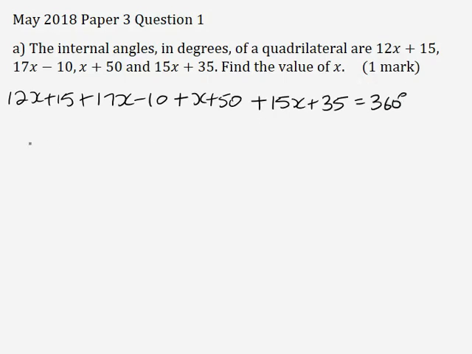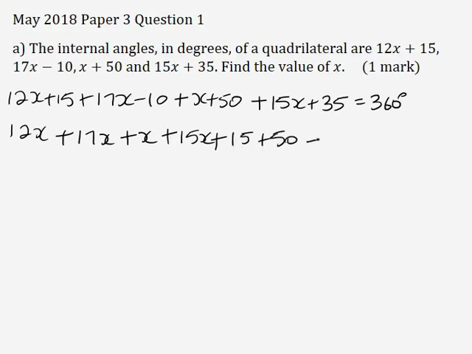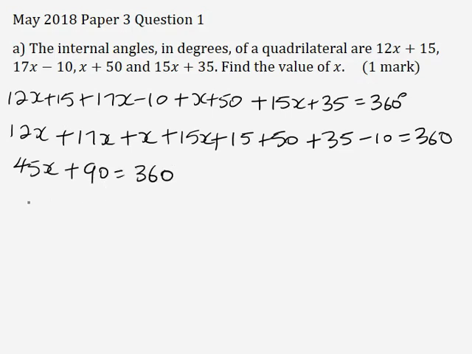Now I want to group all the like terms. So this is 12x plus 17x plus x plus 15x plus 15 plus 50 plus 35 minus 10 is equal to 360. Simplifying here, this is 45x plus 90 is equal to 360.